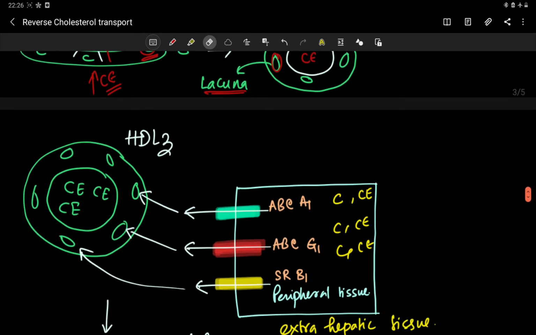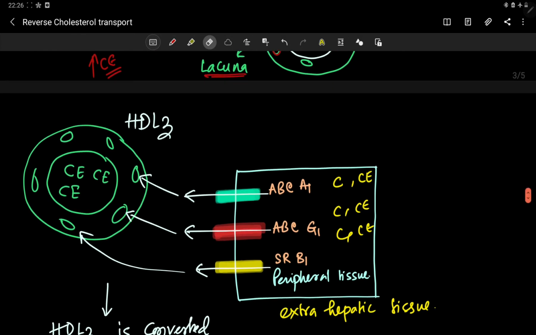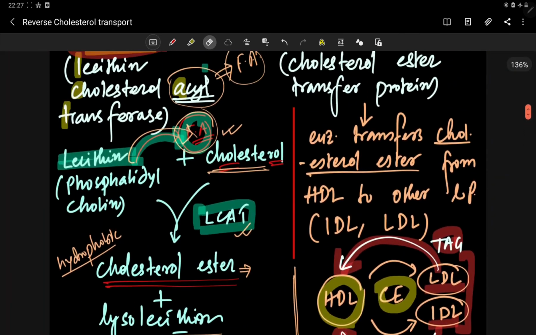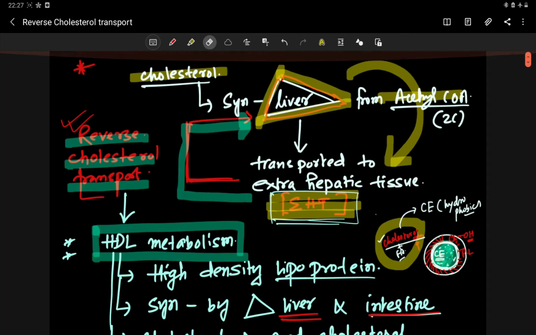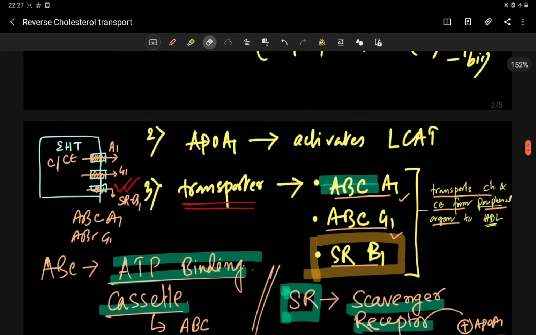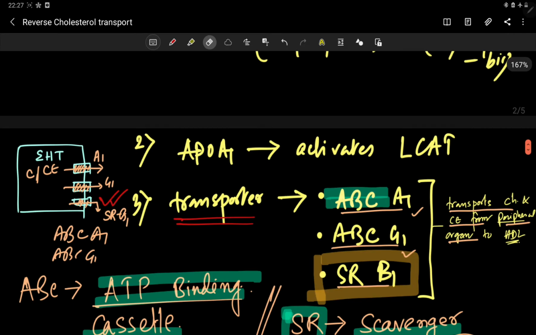Now I told you previously that this is your extrahepatic tissue, and I also told you that extrahepatic tissue has 3 transporters for cholesterol: ABCA1, ABCG1 and SRB1. Here you can see this, I told you previously, just a little before.